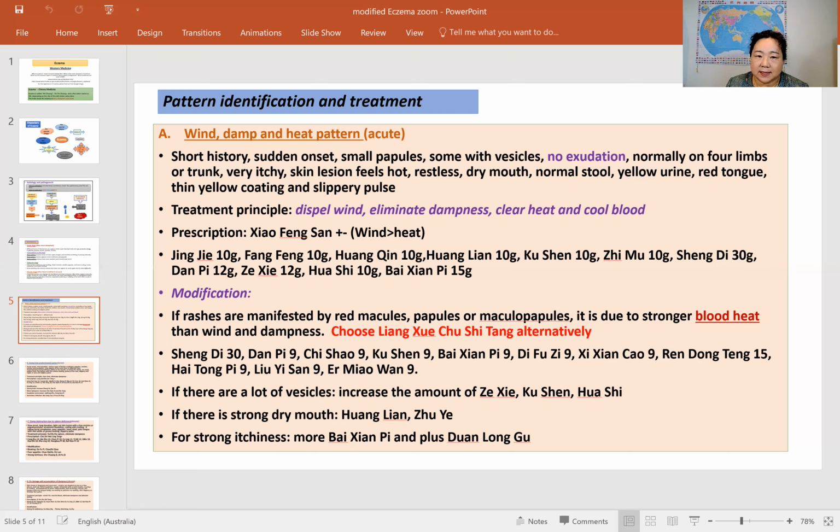The ingredients listed here. If there are a lot of vesicles, you can increase the amount of 泽泻、苦参、滑石. If there's strong dry mouth, you can add 黄连、竹叶, also called 淡竹叶, which is the bamboo leaf. For strong itchiness, you can add more 白藓皮 and add 断龙骨.